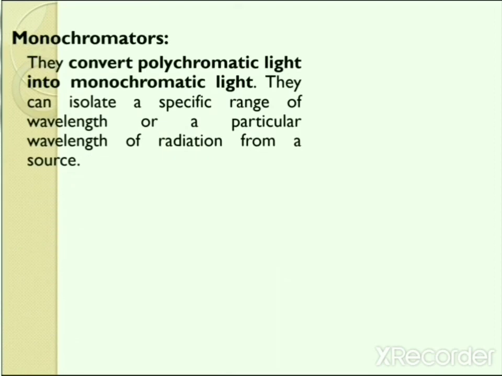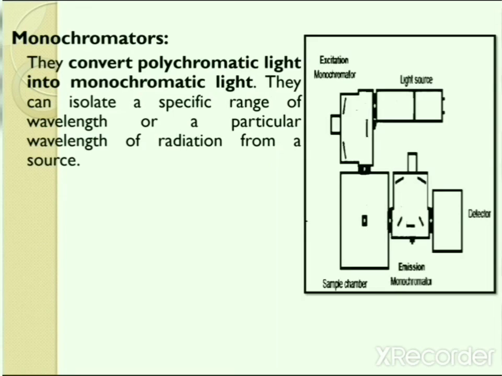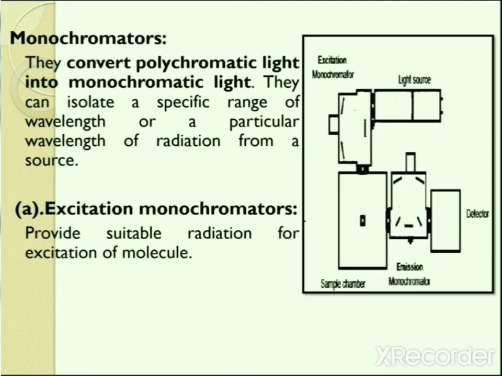Next is monochromators. Monochromators are used to convert polychromatic light into monochromatic light. They can isolate a specific range of wavelength or a particular wavelength of radiation from a source. There are two types of monochromator used in fluorimeter: excitation monochromator and emission monochromator. In this picture, you can see excitation monochromator is used just before the sample cell, while the emission monochromator is used after the sample cell. Excitation monochromator converts polychromatic light obtained from light source to monochromatic light.